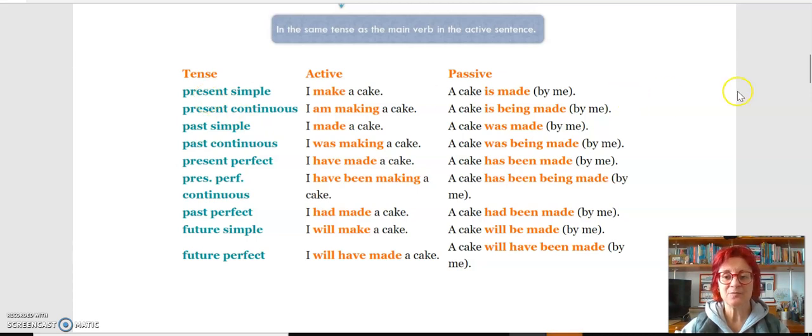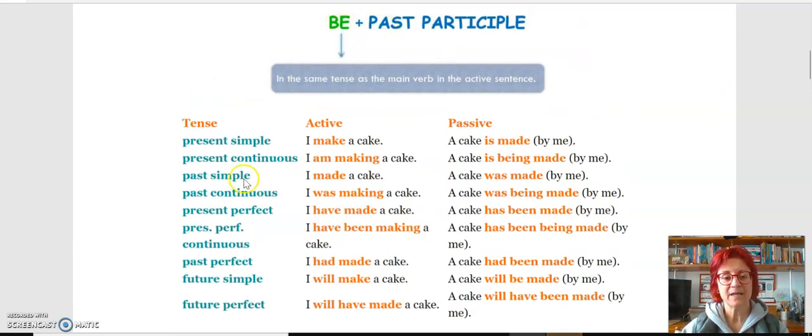But for example, if we apply this rule in the present simple, I make a cake. So a cake is the object, which becomes the subject of the passive. And then this make is in the present simple. So I use the present simple of the verb to be, is, and then the past participle of the main verb in the sentence: a cake is made by me.